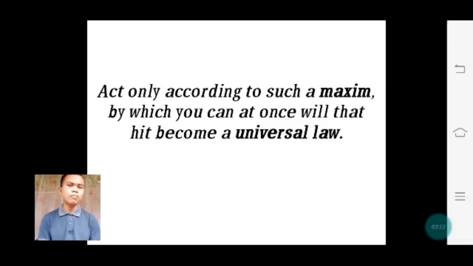Universal law, kung, for example, yung isang bagay na ginawa mo ay magsisinungaling ka ngayon kasi kailangan mo magsinungaling. Kung gagamitin rin yan ng iba, so apply yan as a universal law, magsisinungaling din sila. So, may contradiction.